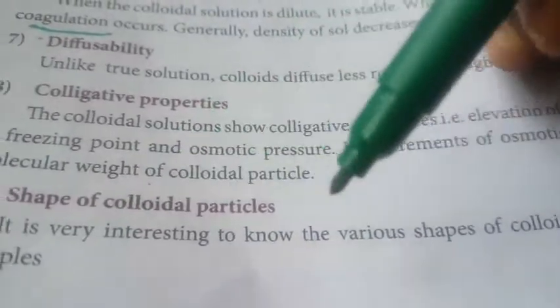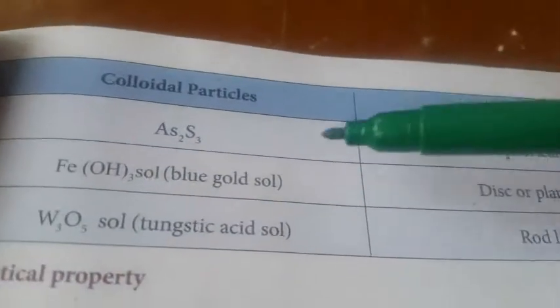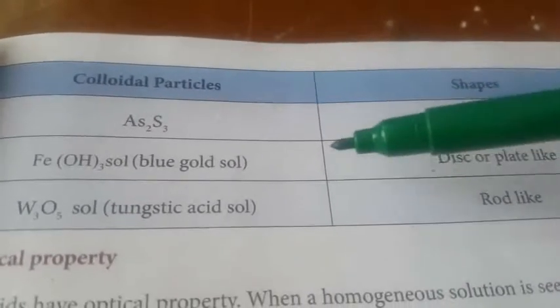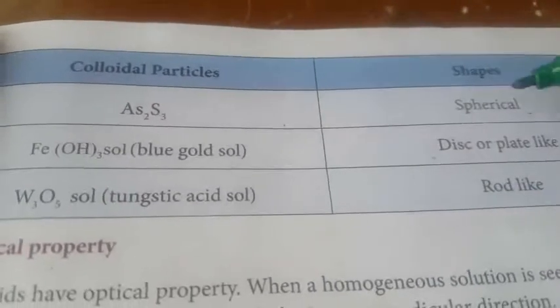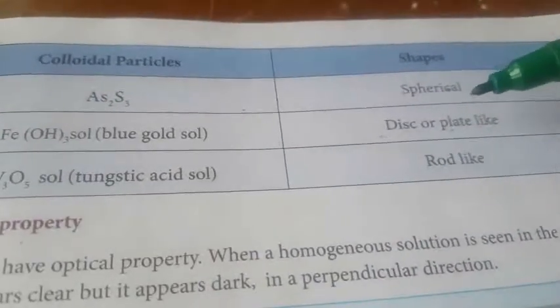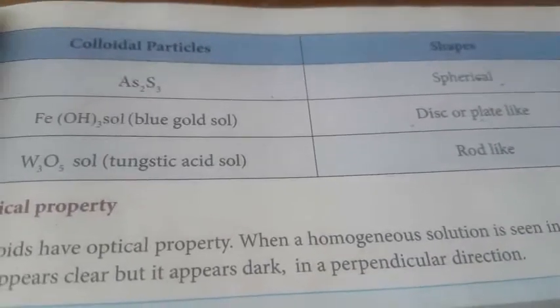Next one is the shape of the colloidal particle. Here are the examples of the various shapes of colloidal particles. Arsenic sulfide is spherical in shape when we see it as a microscopic particle. Another one, ferric hydroxide, is a disc or plate-like shape, and then tungstic acid is rod-like in shape. So this is another one.